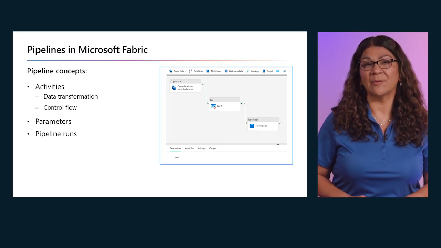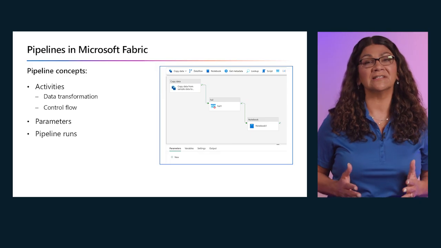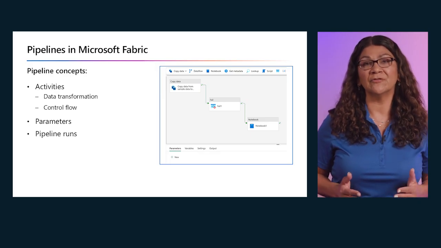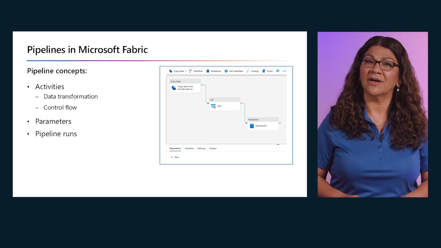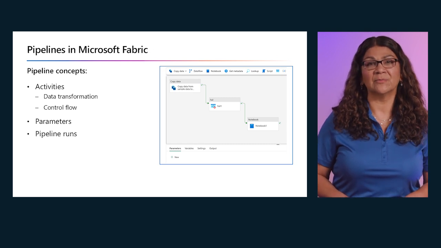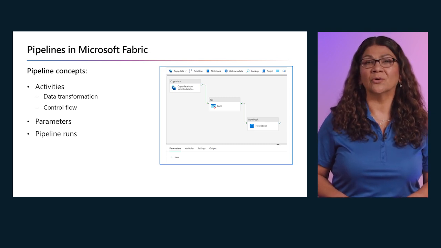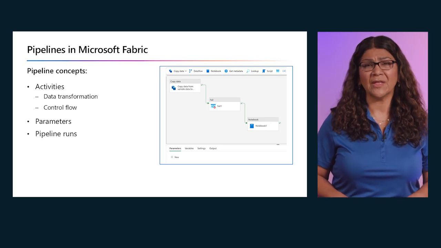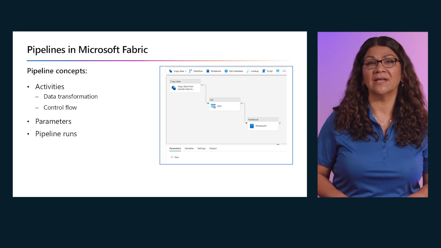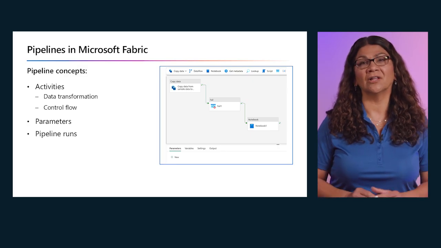Pipelines in Microsoft Fabric encapsulate a sequence of activities that perform data movement and processing tasks. You can use a pipeline to define data transfer and transformation activities, and also to orchestrate these activities through control flow activities that manage branching, looping, and other typical processing logic.